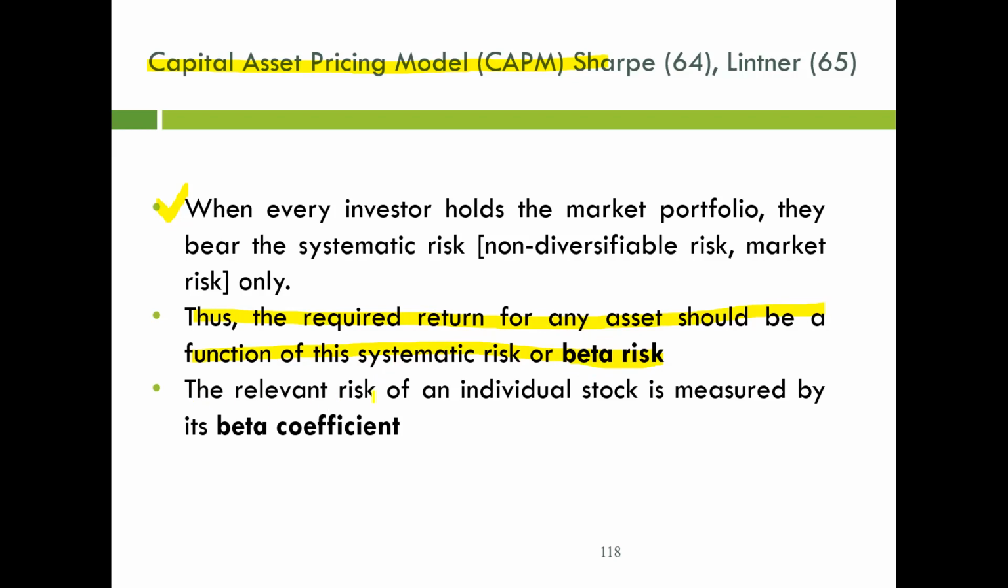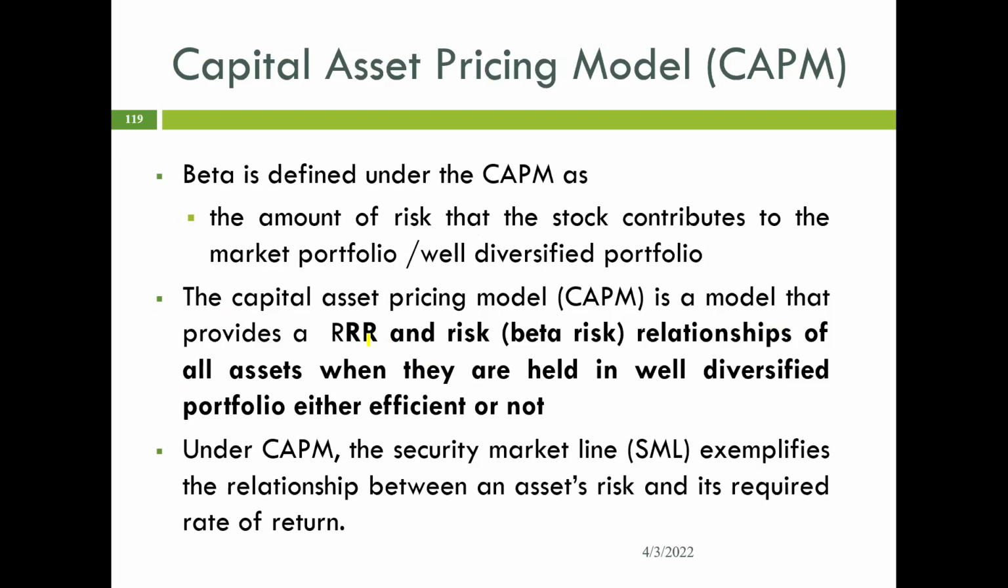The relevant risk of an individual stock is measured by the beta coefficient, whether in an efficient portfolio or an inefficient portfolio, for the individual stocks in the portfolio. The relevant risk is the market risk, beta risk, or systematic risk. So you can measure it by calculating the beta coefficient. The beta coefficient is very important, as the CAPM world is developed with beta.